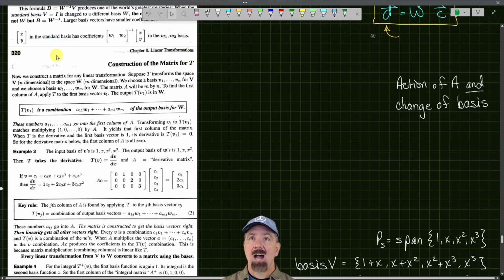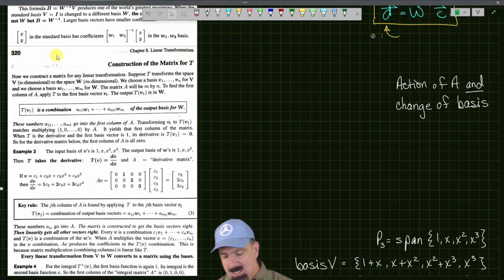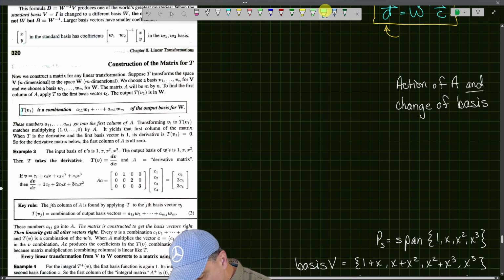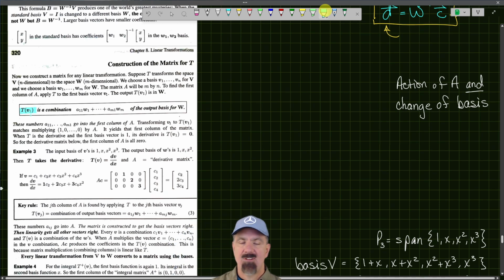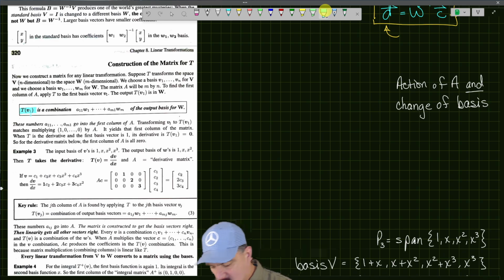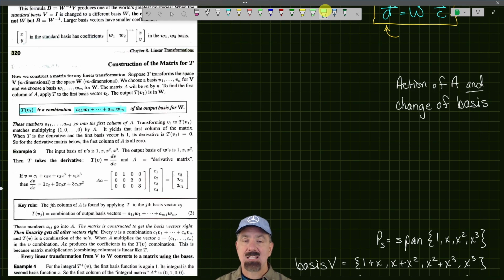He talks about how do we construct the matrix for T? And what he goes through and tells us is that, hey, we know that for each input vector, when we apply the linear transformation to it, and by that I mean basis vector for the input side, for each basis vector, we apply the linear transformation, and we know that is some linear combination of the output vectors. And he says, well, that's it.